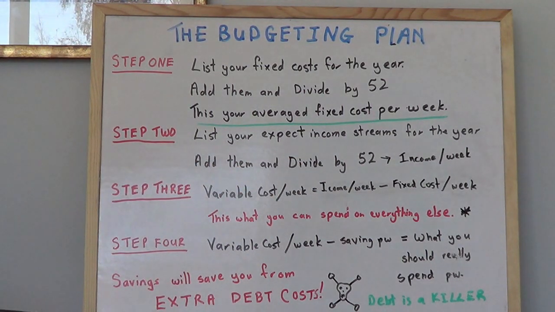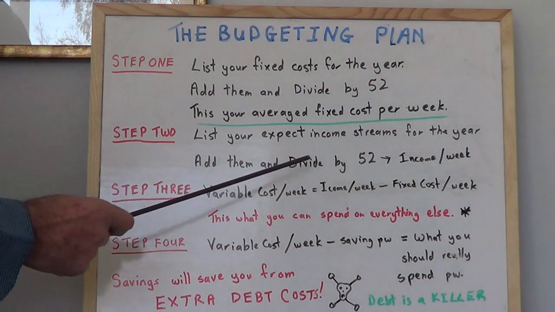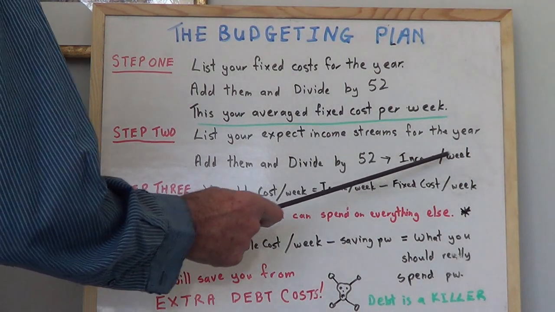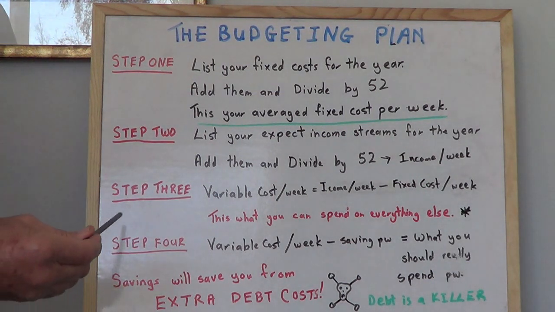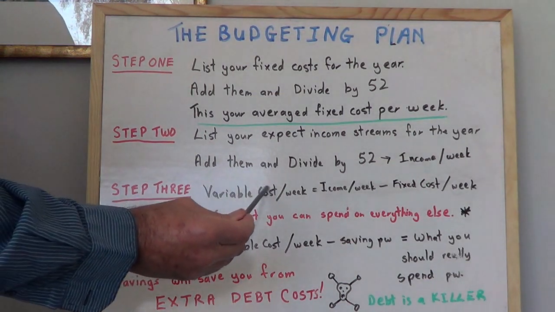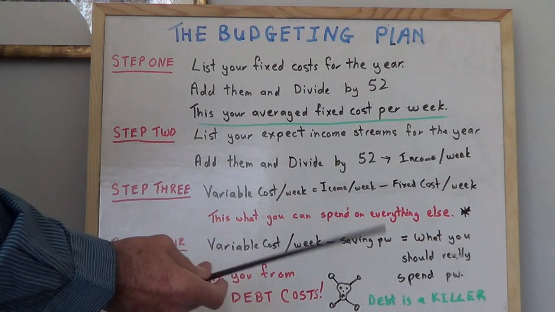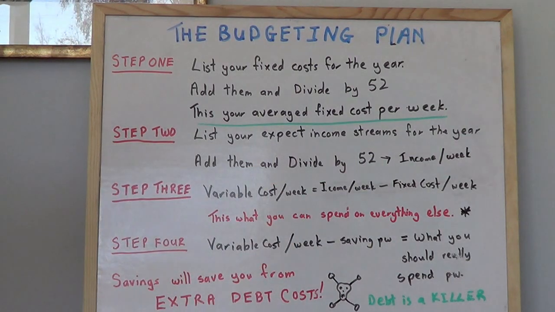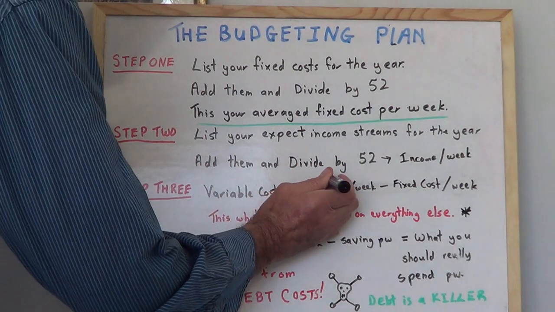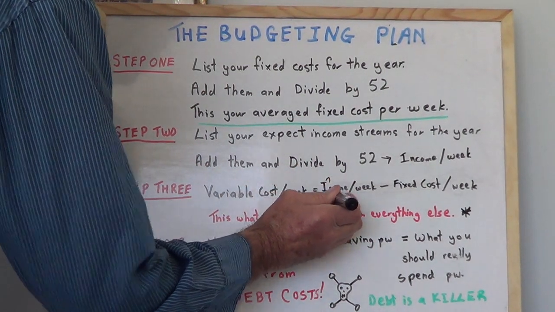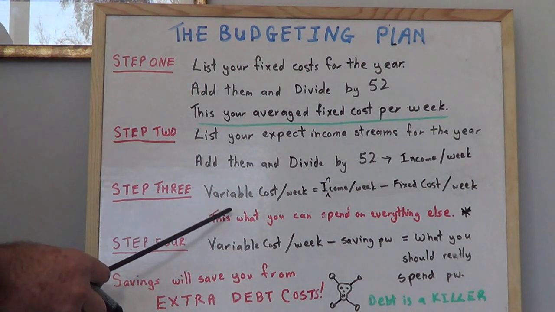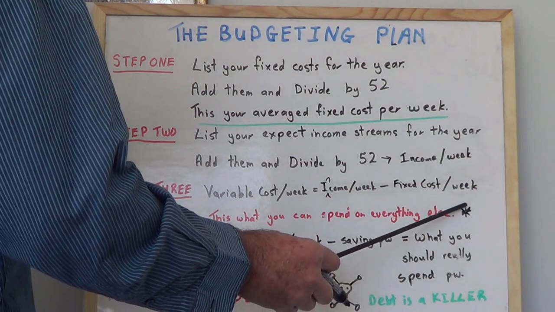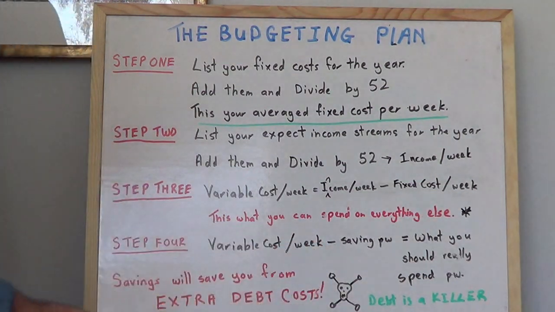So add up all you're expected to earn for the year and divide that by 52 to get your income per week. Now the third step, you find out your variable costs per week. And what you do is you take the income per week, and you subtract your fixed costs per week. That's what you can spend on everything else, but you shouldn't.